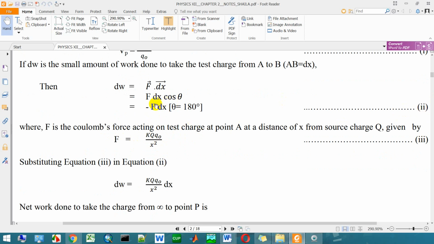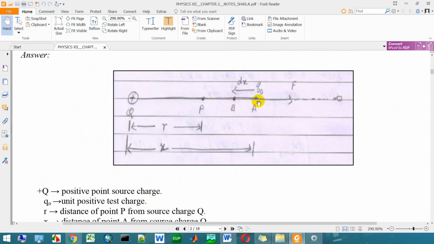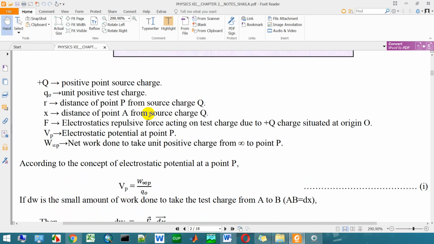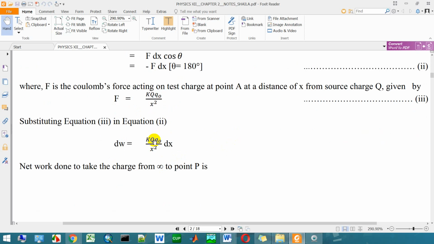Also we know this force is Coulomb's force. The Coulomb's force which acts at point A is K, dielectric constant, capital Q, Q naught, divided by x square, because point A is at a distance of x from source charge. So this is Coulomb's force represented. Now we are going to substitute this Coulomb's force in this equation. So dW is K, capital Q, Q naught by x square into dx.